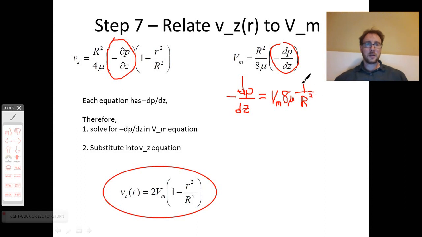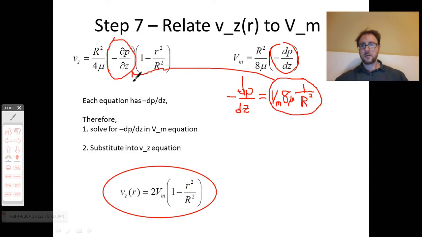Then we can take this result and put it into the pressure gradient in the velocity profile equation, and we end up with this result. It simplifies to show that the velocity profile in the radial direction is 2 times the mean velocity times 1 minus r squared over R squared. And we can check this to make sure that we understand it.